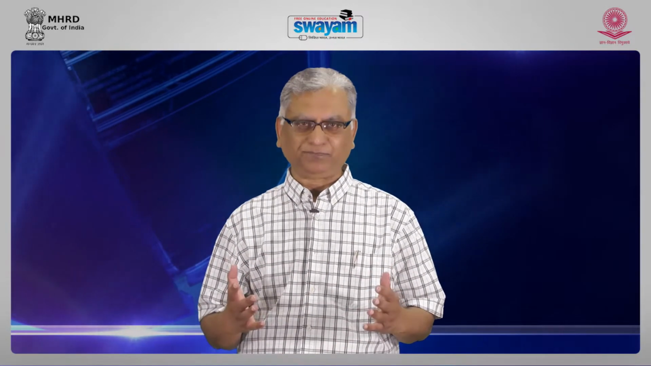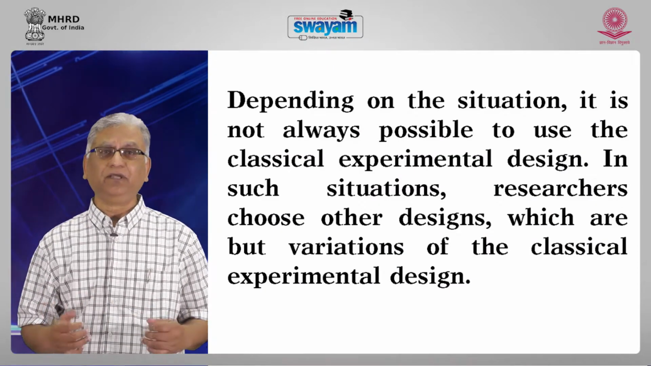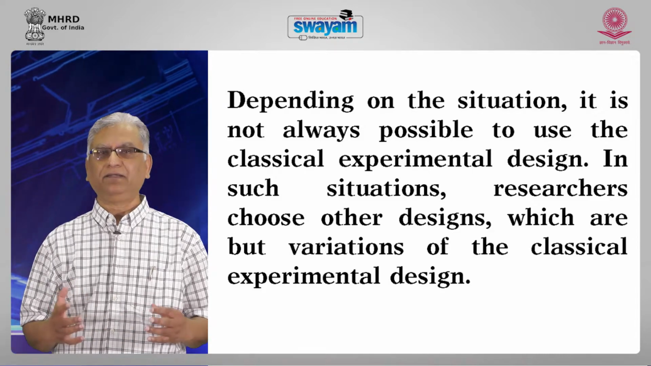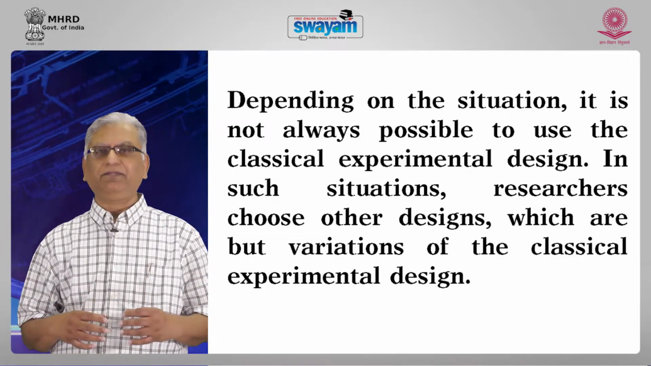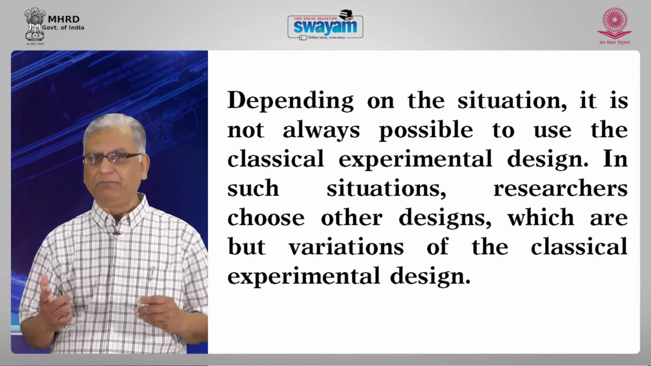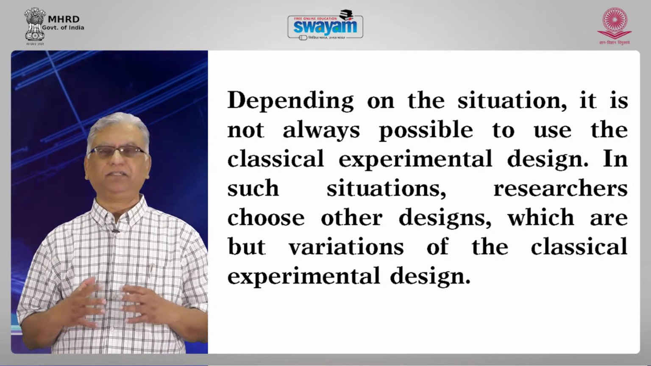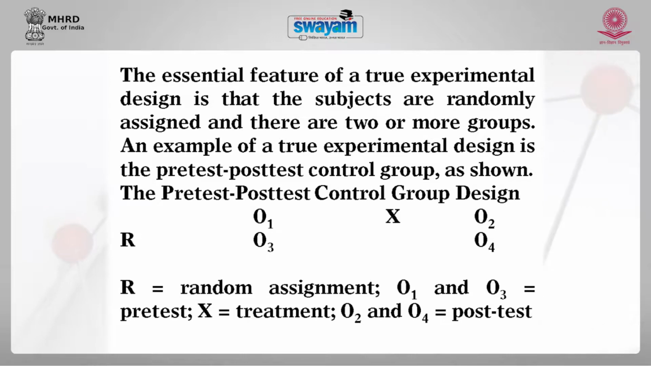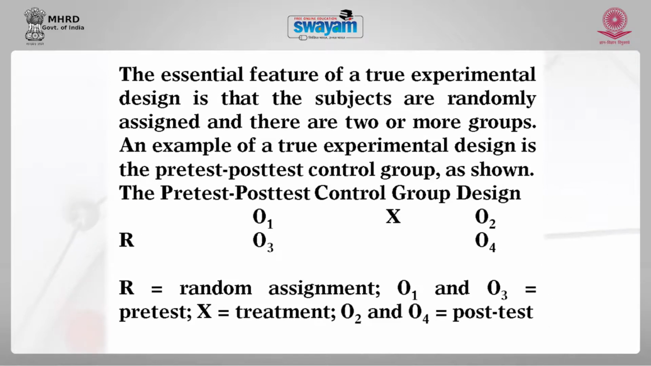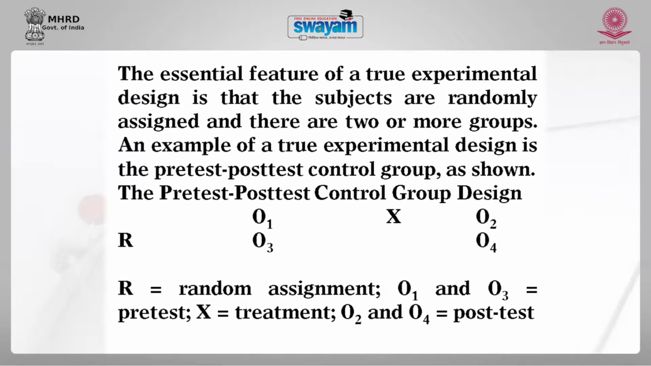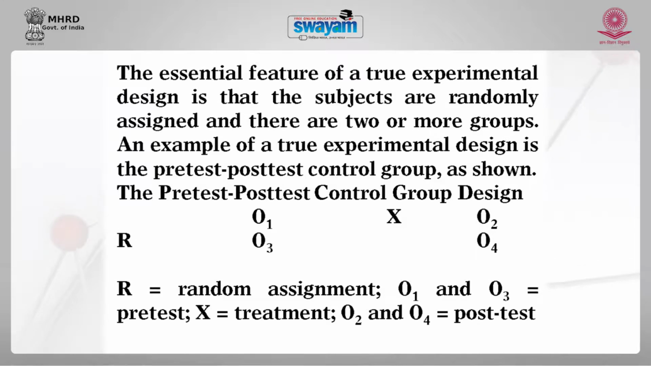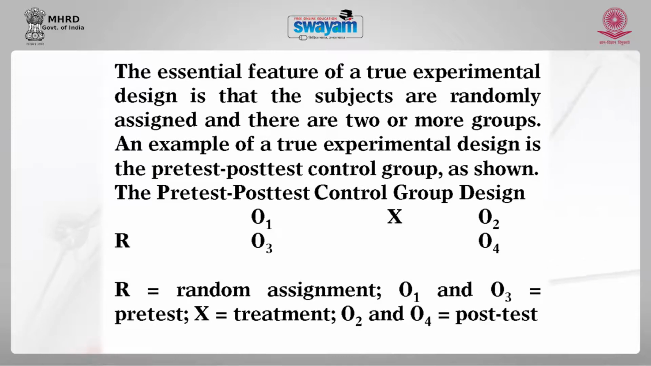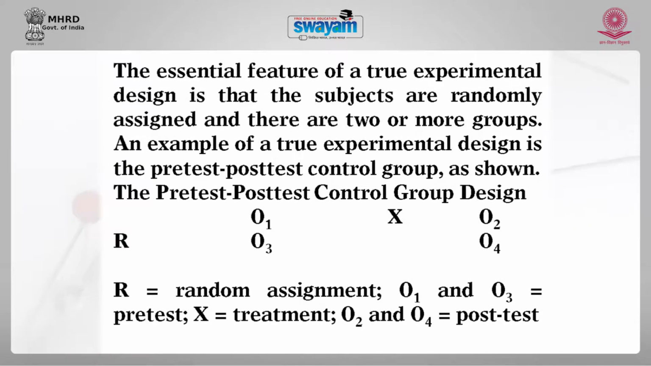After the treatment, both the groups receive the post-test to see whether the treatment has caused any change in the attitudes of the subjects. Depending on the situation, it is not always possible to use the classical experimental design. In such situations, researchers choose other designs which are but variations of the classical experimental design. The essential feature of a true experimental design is that the subjects are randomly assigned and there are two or more groups. An example of a true experimental design is the pre-test, post-test, control group as shown.